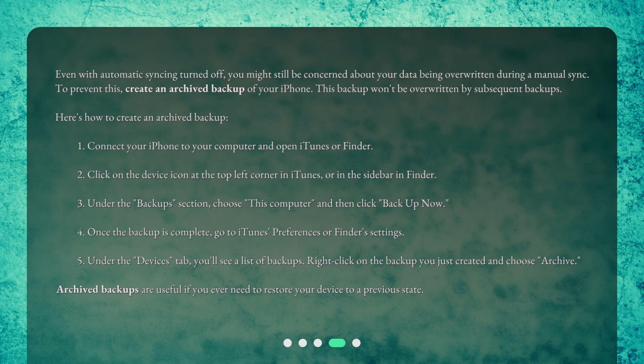1. Connect your iPhone to your computer and open iTunes or Finder. 2. Click on the device icon at the top left corner in iTunes or in the sidebar in Finder. 3. Under the Backups section, choose This Computer and then click Backup Now. 4. Once the backup is complete, go to iTunes Preferences or Finder Settings. 5. Under the Devices tab, you'll see a list of backups. Right-click on the backup you just created and choose Archive. Archived backups are useful if you ever need to restore your device to a previous state.